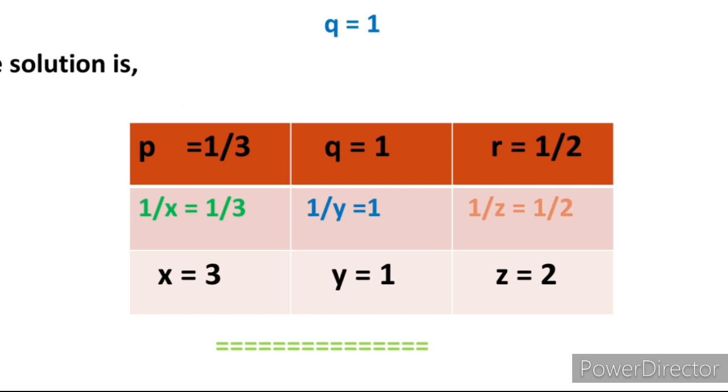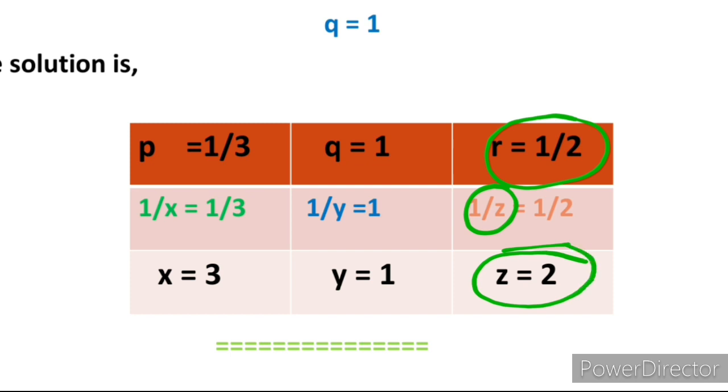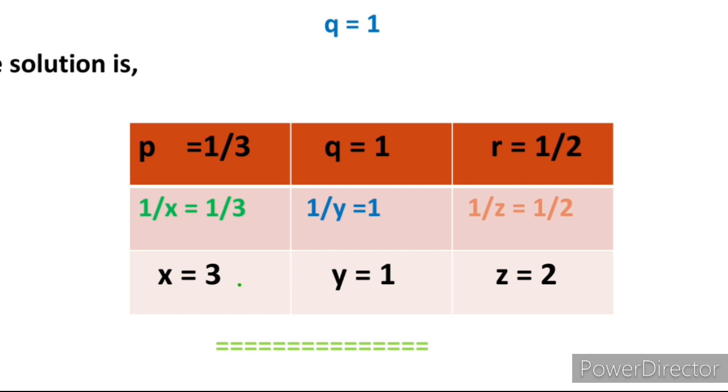Next, q is equal to 1. What is q? Already we put q as 1 by y. So 1 by y is equal to 1. Taking reciprocal, we get y is equal to 1. Then third one, r is equal to 1 by 2. Already we put r as 1 by z. That is 1 by z is equal to 1 by 2. So taking reciprocal, we get z is equal to 2. So therefore, the solution is x equal to 3, y is equal to 1 and z equal to 2.